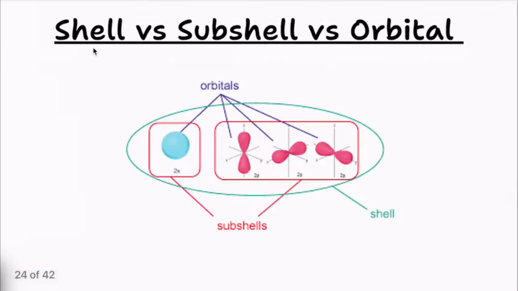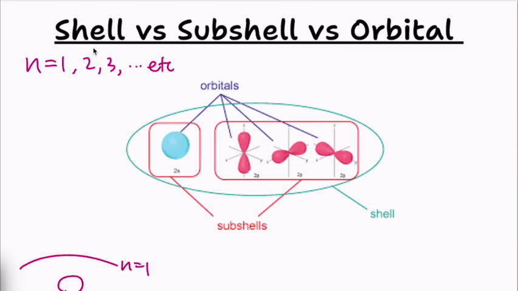Okay, so these can be actually very, very confusing. So here is a brief review of shell, subshell, and orbital. Again, the shell, what we also call by the principal quantum number, we represent it as n equals 1, 2, 3, it goes on. And then the innermost shell is n equals 1.